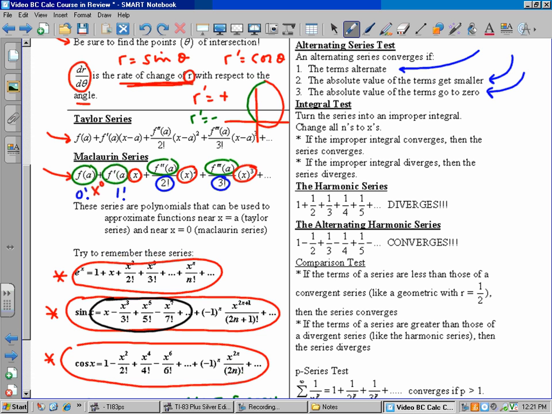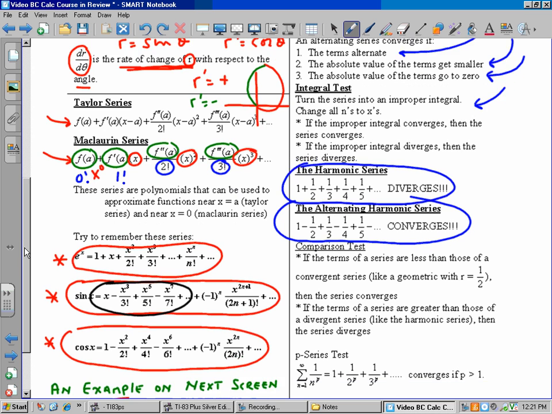The integral test is something that we really don't use, but it proves the harmonic series for us. If the integral converges, the series converges. If the integral diverges, the series diverges. The harmonic series is an important one to remember. It diverges. The alternating harmonic series is an important one to remember.